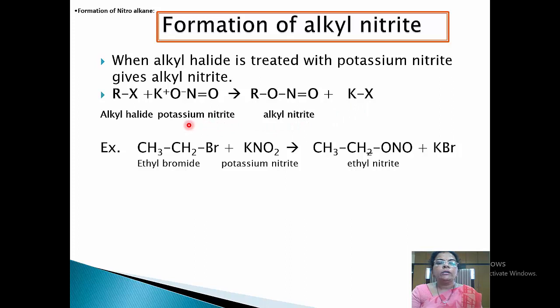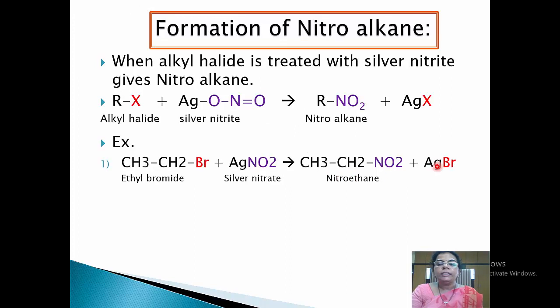In this reaction, the halogen atom is replaced by the ONO group, that is the nitrite group, but the alkyl group gets attached to the oxygen atom. For example, when ethyl bromide, that is CH3CH2Br, is treated with potassium nitrite, it gives ethyl nitrite, that is CH3CH2ONO, plus potassium bromide, that is KBr.